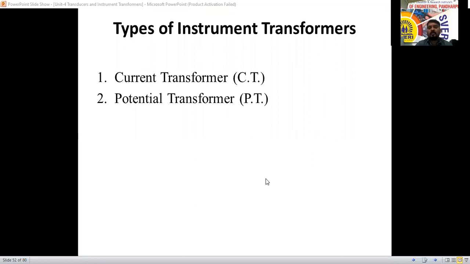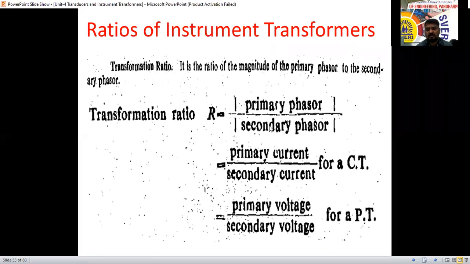Okay. So current transformers and potential transformers: whatever the high voltage current is there, we are going to bring into low voltage current. The potential transformer brings the higher voltage to the lower voltage. So these two types are there. One by one we are going to discuss. Before that, there are some ratios we have to discuss about the instrument transformers. The ratios for the current transformer are different from the potential transformer. So first, the definitions of the ratios of instrument transformers.